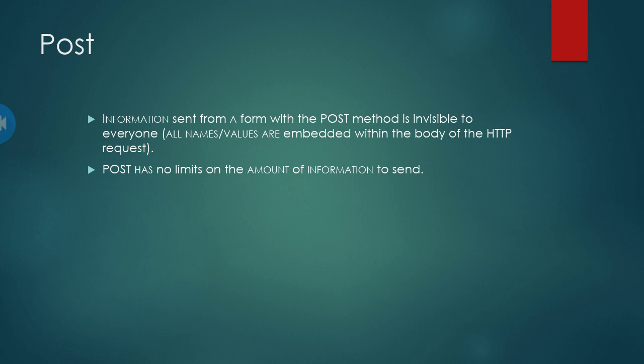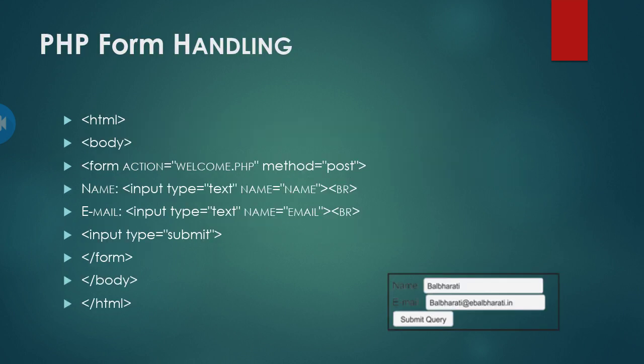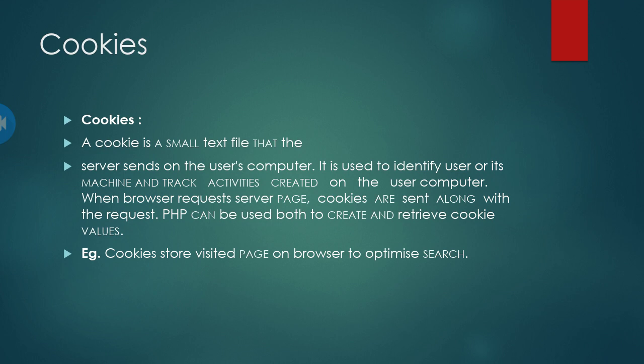In that case, most websites use the post method, and the post method has no limit on the amount of information to send, whereas in the get method there is a limitation on the amount of information. And in the post method we cannot make use of bookmarks, because there is no information visible to anyone. So that was all about the get and post methods that we use in forms while submitting information.